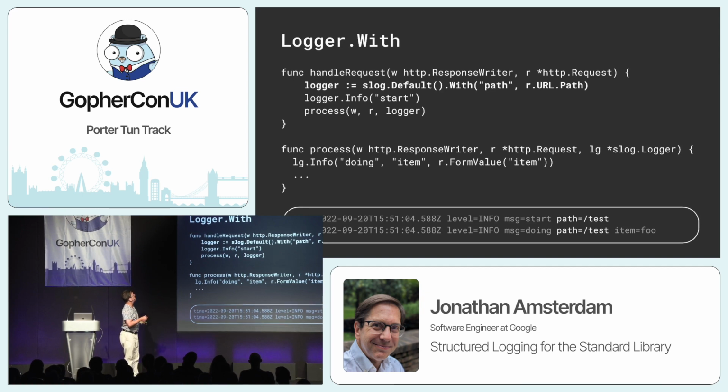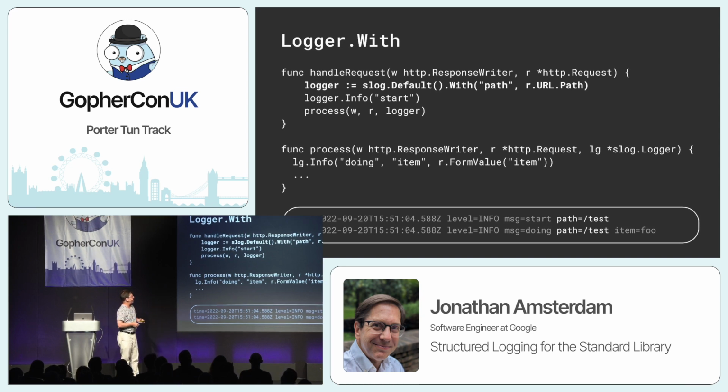So there's also a logger.With that lets you add key-value pairs, lets you add attributes to a logger to get a new logger. So here we're taking the slog default logger at the beginning of an HTTP request, and we're adding the URL path to that logger. We probably would want to add a lot more from the request to that logger, but we'll just do the path today. And we get a new logger that we can then use throughout our request.